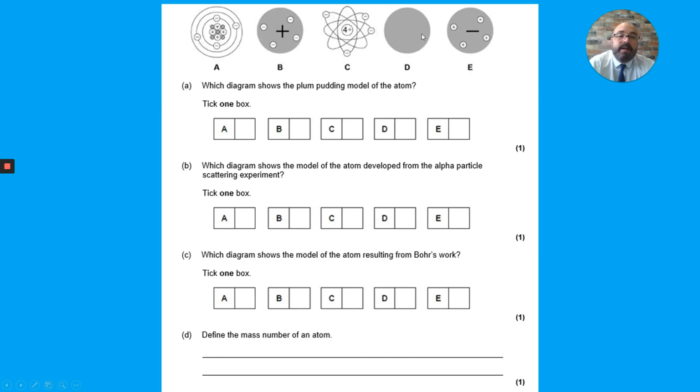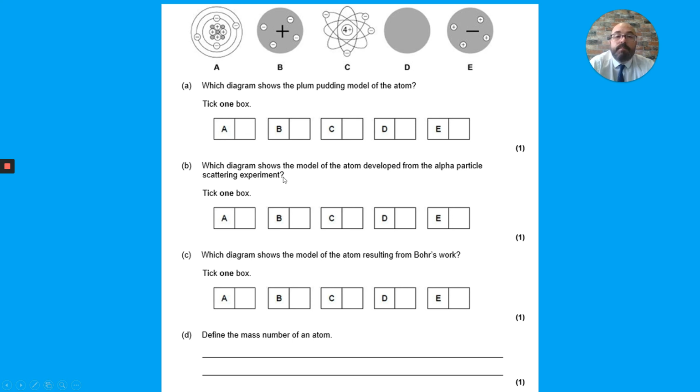I can discount D and E as answers because D is just showing a sphere. Now, this is what Dalton said right at the start of all this. So if none of these are referring to Dalton's model, which they aren't, I can get rid of D. The reason I can get rid of E is because it's the opposite of the plum pudding. This is made up, just to try and confuse you or to put a little bit of doubt. So when you're sat in an exam, you might think, is that plum pudding? Well, it's got bits stuck in it. But we know it's positive with negative stuck in it. So all I've got left is A and C.